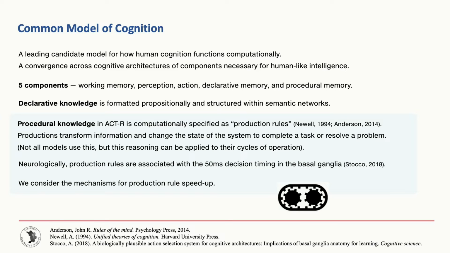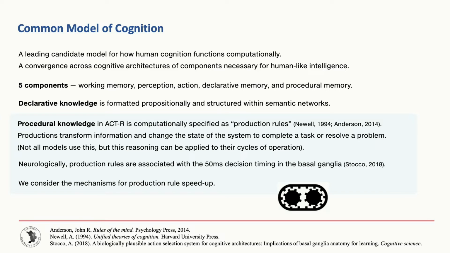and procedural memory. And you don't need any refreshers for this, but declarative memory is formatted propositionally and structured within semantic networks. And for our purposes, we're using procedural memory in ACT-R as computationally specified as production rules. Productions transform information, they change the state of the system, they complete the task.